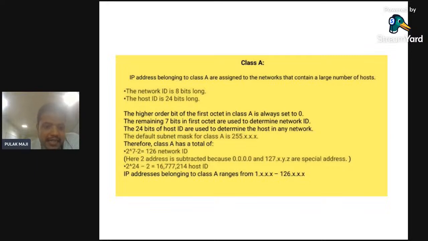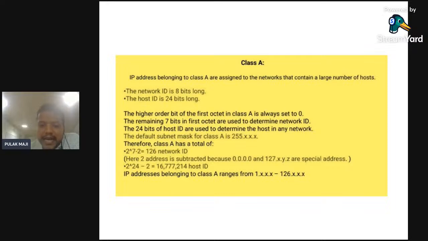The same thing is written here. You can see the actual range. See the last line, I'm marking it for you. The IP addresses belonging to class A range from 1 to 126.